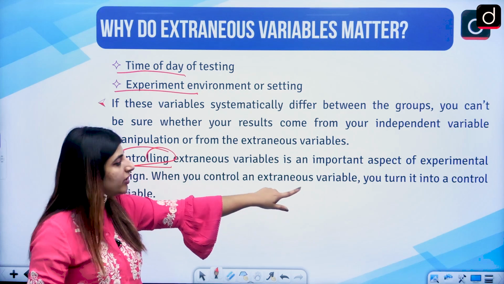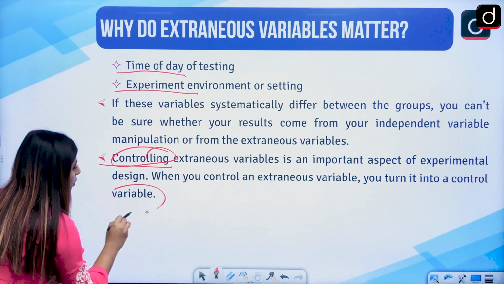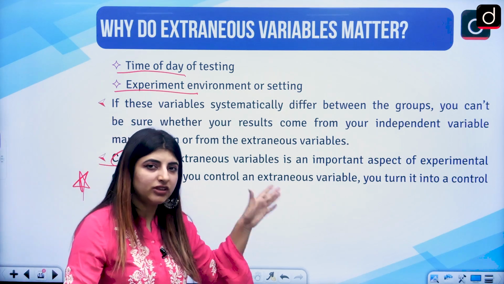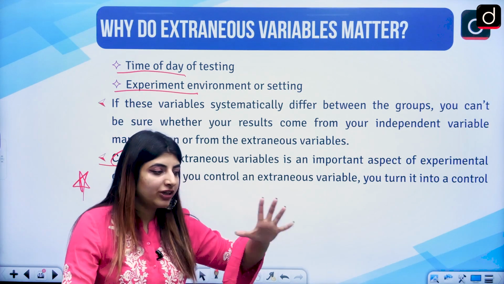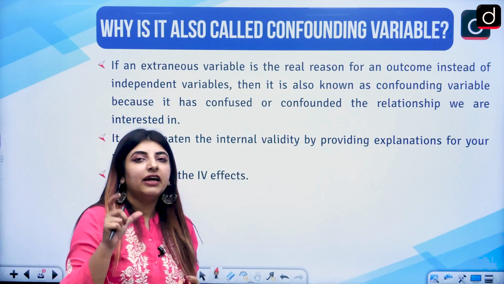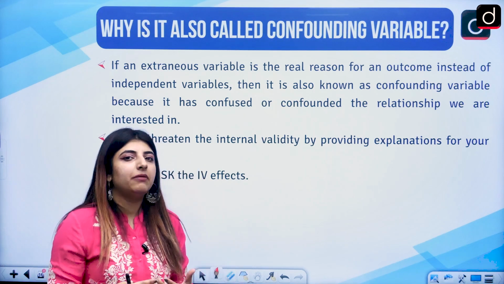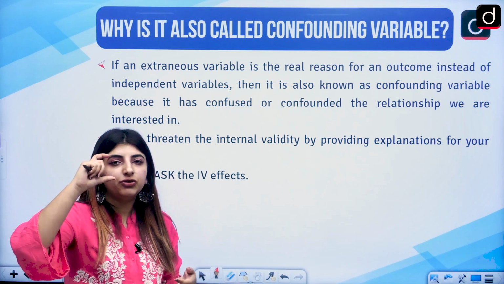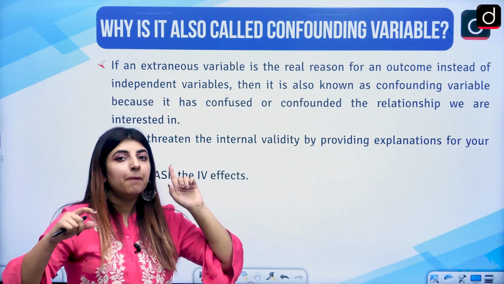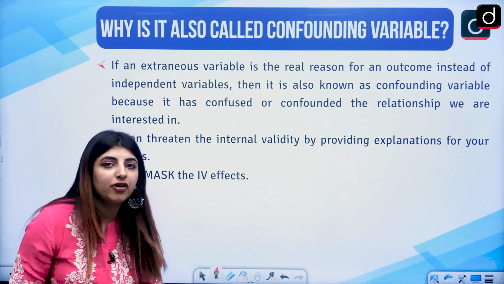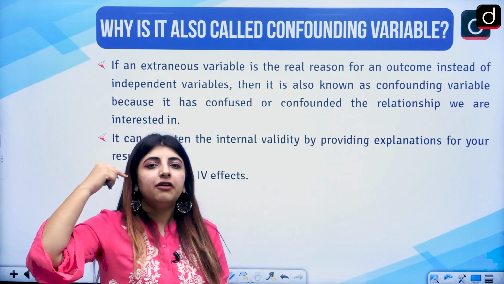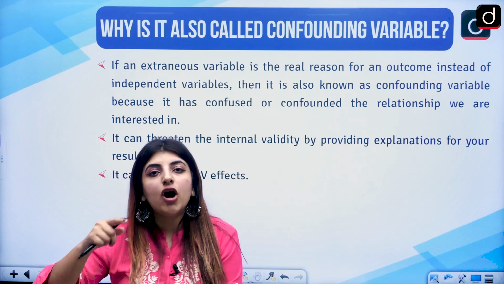When you control an extraneous variable, you turn it into a control variable. Now you here are seeing another fact. Control variables we did in the previous slides. Now when you are controlling these extraneous variables, they become what? They become control variables. Now why are they called confounding variables? They are called confounding variables because initially we just wanted to see the relationship of IV with the DV, the independent variable cause with the effect. But with the advent of extraneous variables in our research, they were confounding me. They were confounding the research. They were confounding, or what do we mean by confounding?